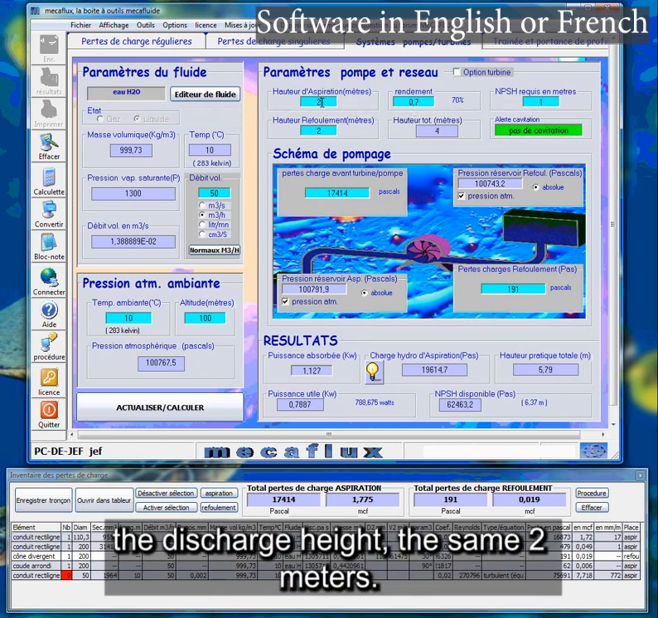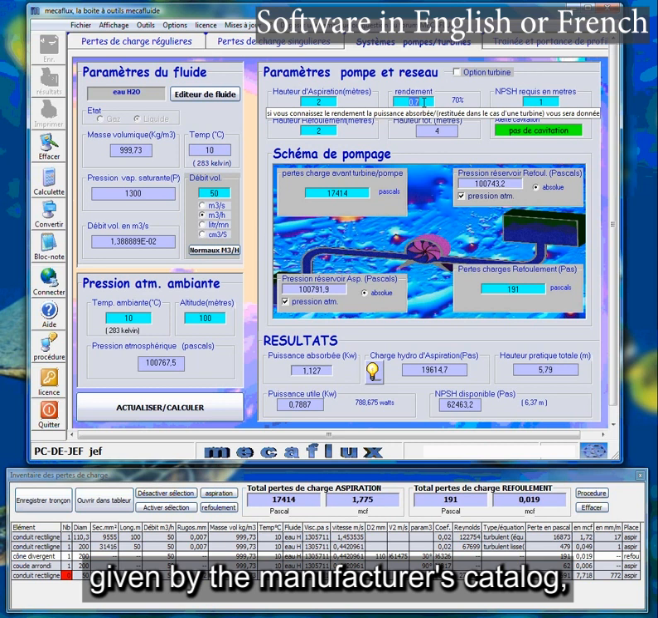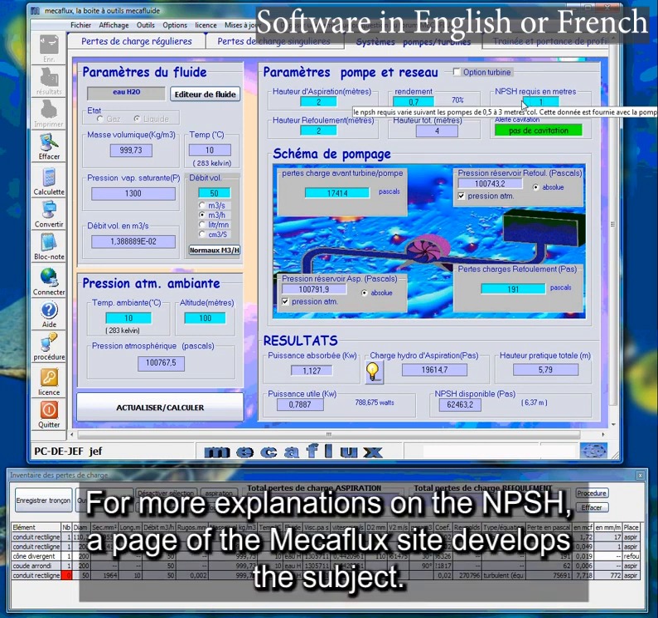Pump sizing is done simply by giving the suction height, here 2 meters, the discharge height, the same 2 meters. We enter the efficiency of the pump, given by the manufacturer's catalog, and the required NPSH, also given in the manufacturer's catalog. For more explanations on the NPSH, a page of the Mechaflux site develops the subject.